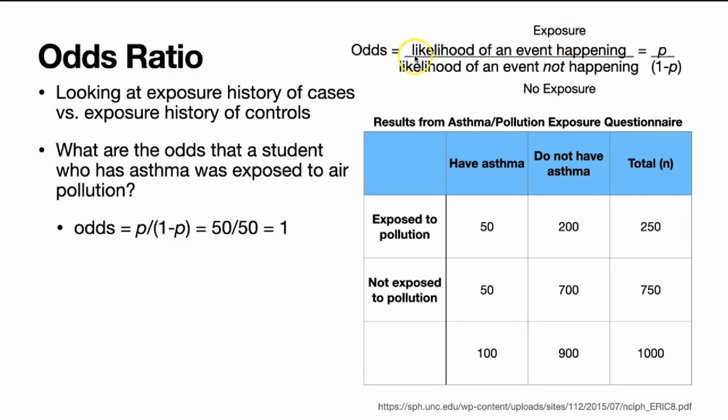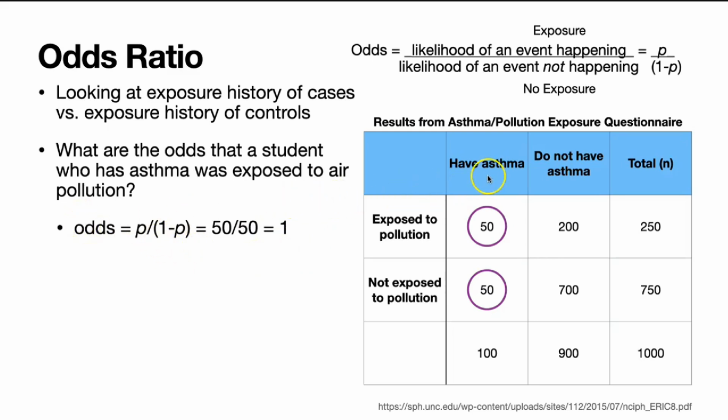So remember that we are looking at the odds of exposure. So we're looking at the likelihood of an event happening over the likelihood of an event not happening for each group. We're going to compare odds over odds to get our odds ratio. So we say, what are the odds that a student who has asthma was exposed to air pollution? So we figure out the odds for that group of students who have asthma. And we see, oh, okay, 50 of them have asthma and they were exposed to pollution. 50 of them have asthma and they were not exposed to pollution. So we figure out the odds, and our odds, basically 1-to-1, that a college student in Naperville that has asthma was exposed to pollution.